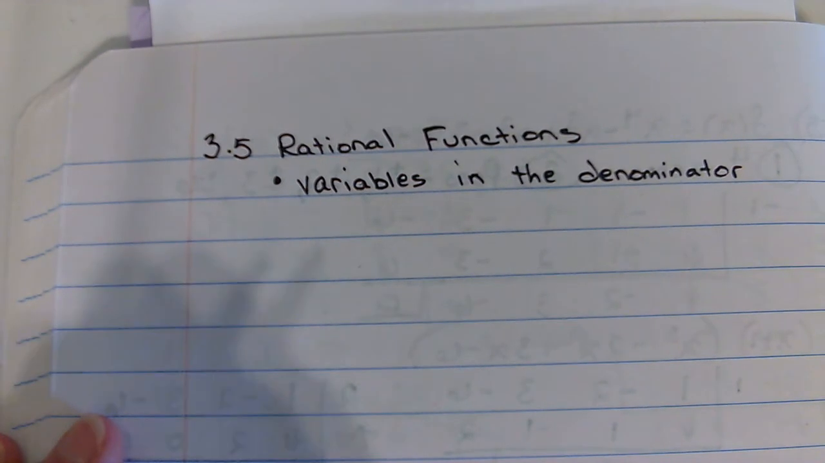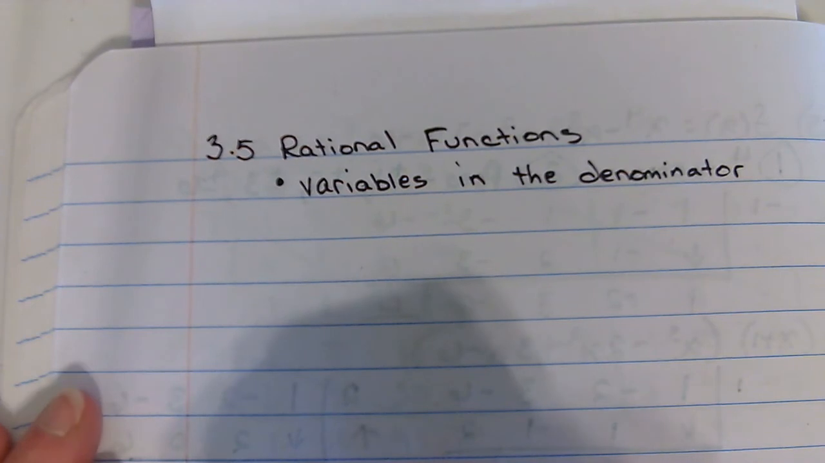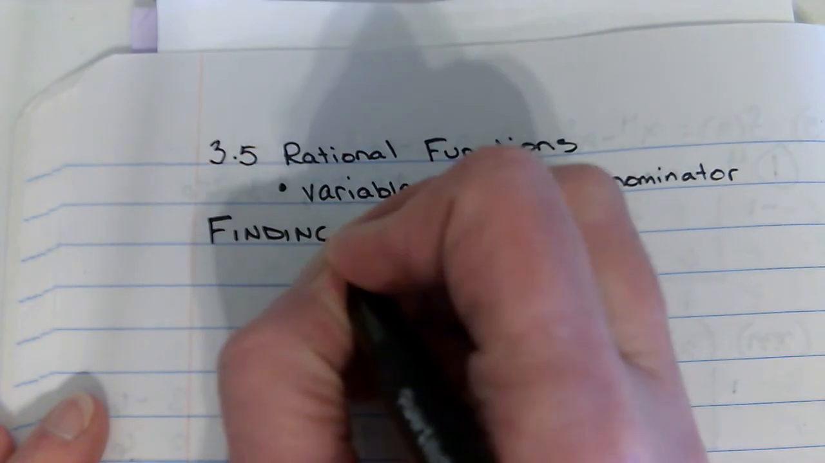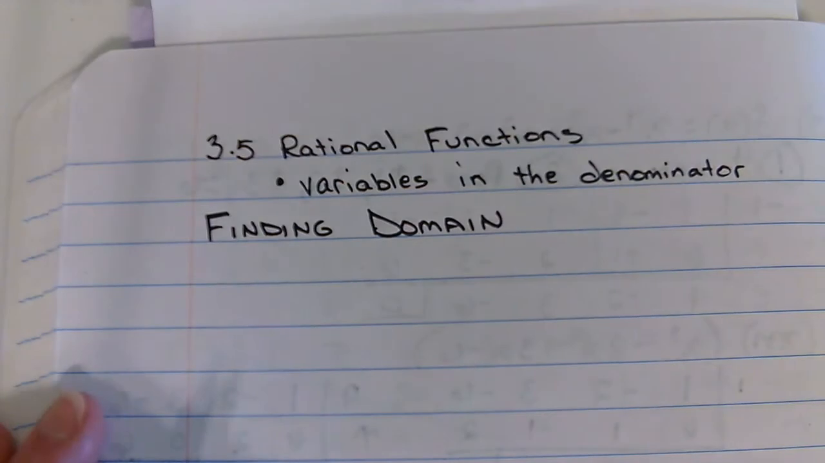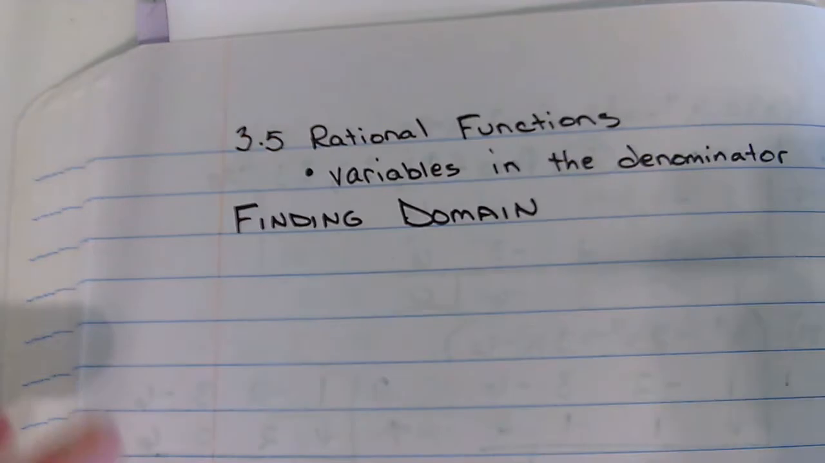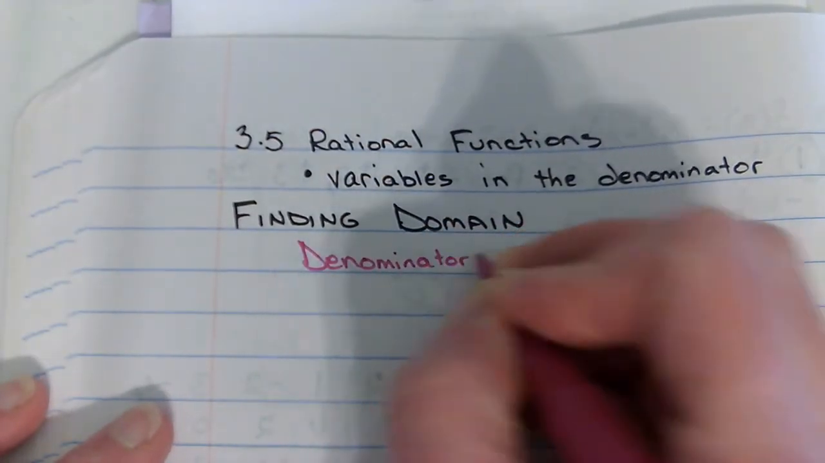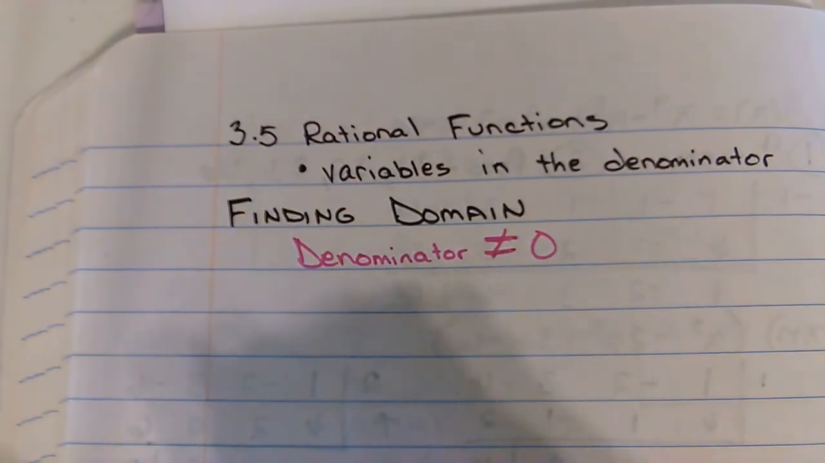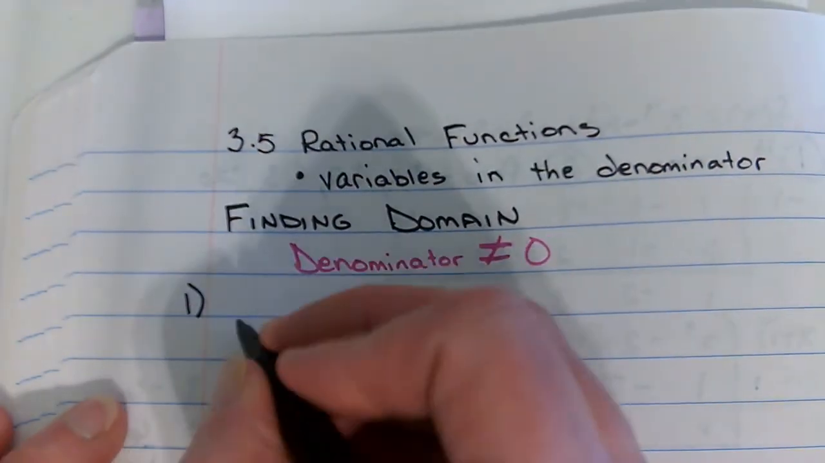Now let's remember something. If I have a variable in the denominator, the first thing that we're going to be talking about is how to find the domain. So finding domain, and we've done this before. There was something really special about when we have a variable in the denominator. And that was that the denominator could never, ever equal 0, because remember, that's bad. So let's take an example, and we're going to find the domain of each of these.